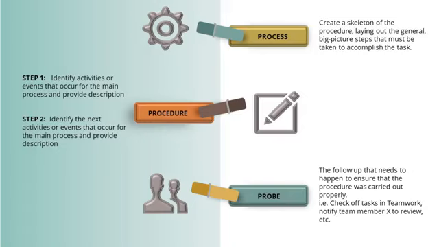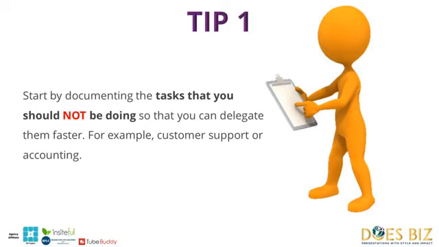So a couple of tips. Before we go, I want to give you these 2 tips. Start by documenting the tasks that you should not be doing so that you can delegate them faster. For example, customer support or accounting. So if those things are something that you won't be doing yourself, then delegate them out to somebody else and they can write an SOP for them.